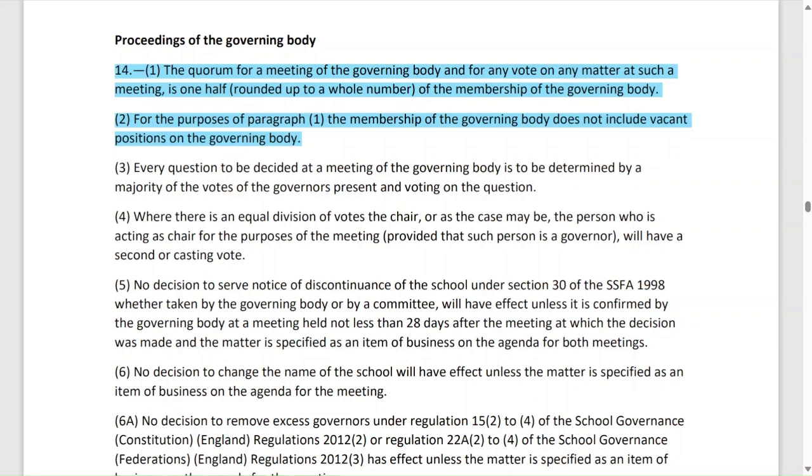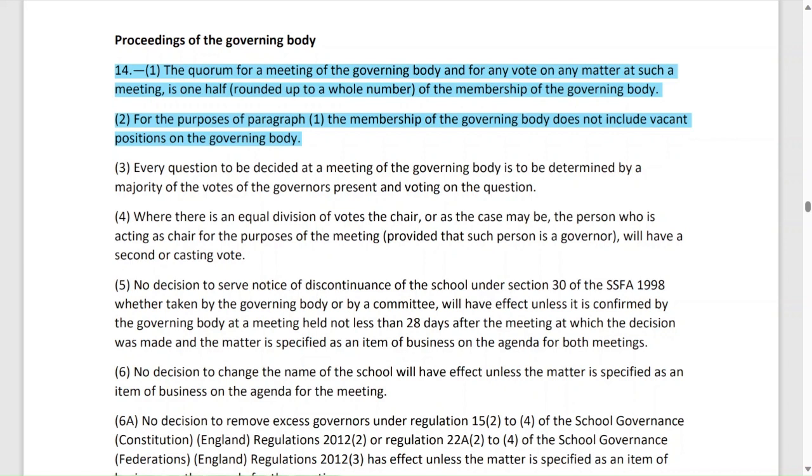Section 14 looks at the proceedings used at meetings of the full governing body. We're still talking here about meetings of the full governing body. Section 14 applies to full board meetings where every governor and associate member has been invited. It does not apply to committee meetings. So Section 14 tells us how governors make decisions.